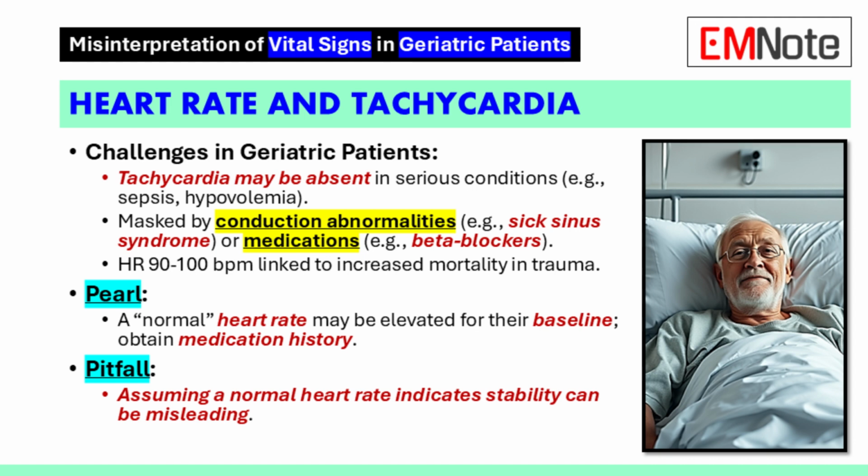Research has shown that even mild tachycardia, with a heart rate between 90 and 100 beats per minute, can indicate increased mortality risk in geriatric trauma patients. Pearl. A normal heart rate in a geriatric patient may be relatively elevated for their baseline. Obtain a thorough medication history and consider the possibility of masked tachycardia.